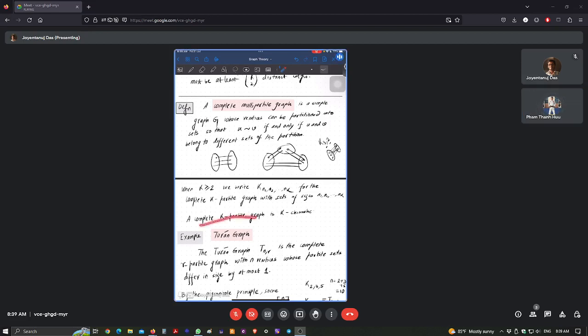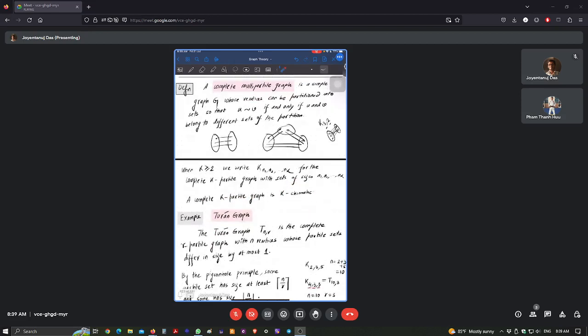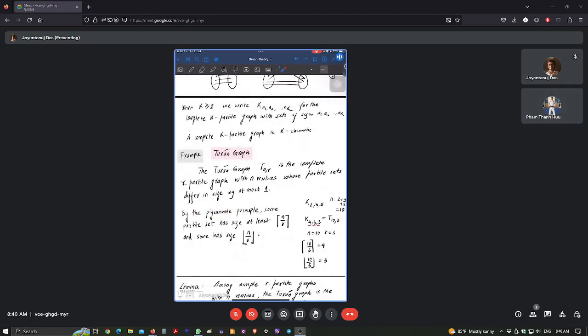So a complete k-partite graph is k-chromatic, right? So the minimum number of colors is k.